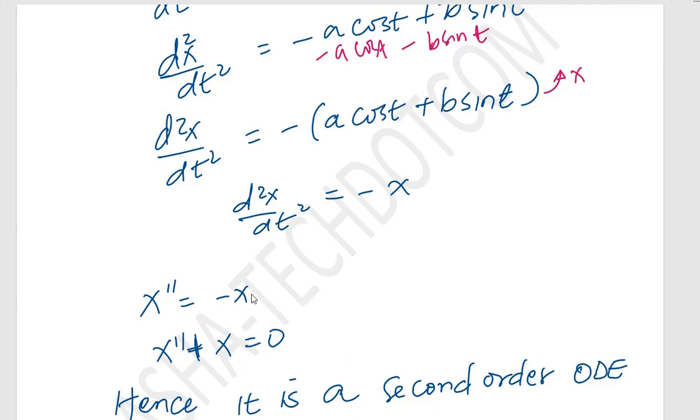If I collect the terms together and send them to the other side, it will become a plus, so that I have the second derivative of x plus x equal to 0, and this is the differential equation that we can get out of our function x, and it is a second order differential.